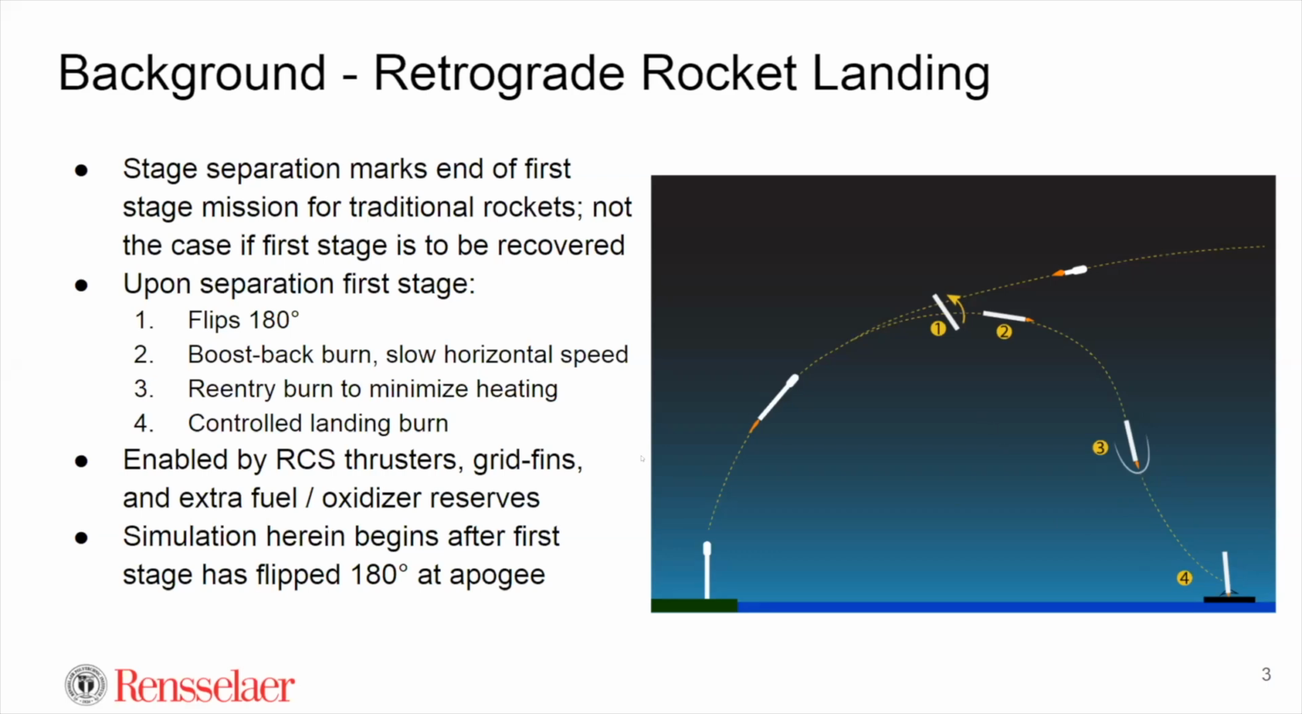So that's the idea. This is all enabled by some key additions onto that first stage. Namely, you have reaction control thrusters that enable the rocket to tilt around when you're in the upper atmosphere. And you have grid fins that enable the rocket to maneuver once you're in the atmosphere. So in this simulation, in this presentation, it's essentially starting right at apogee, right after this stage flips around. So everything's from 2 and on.